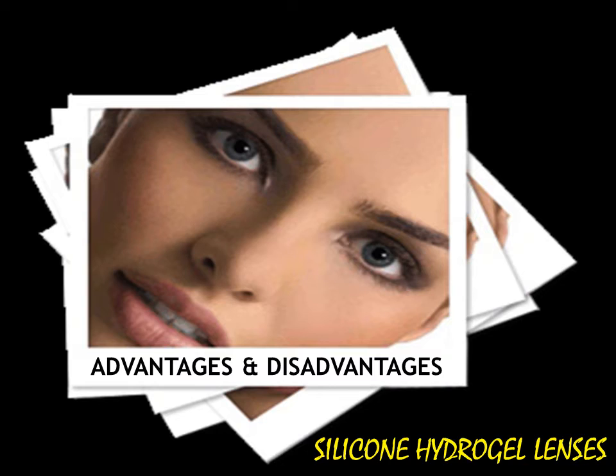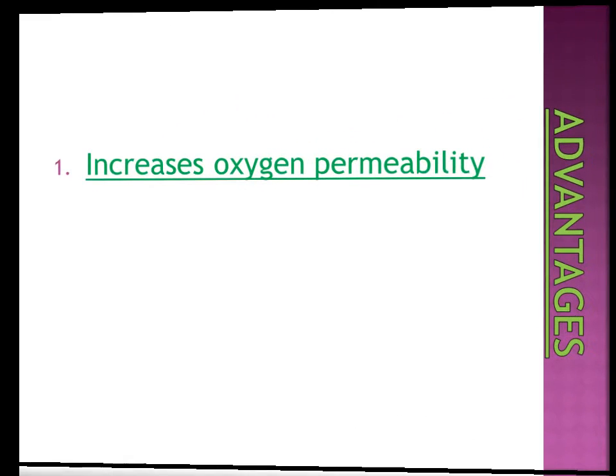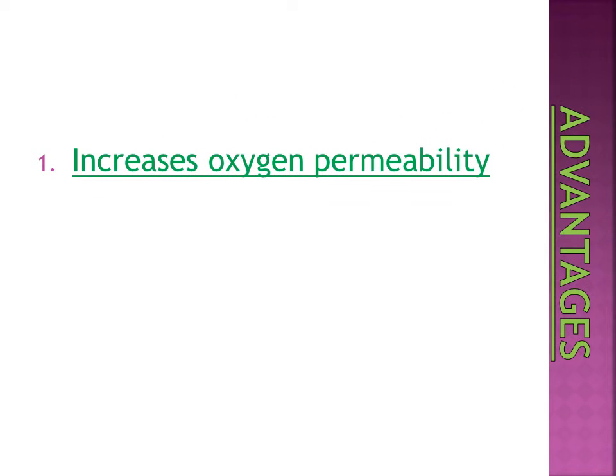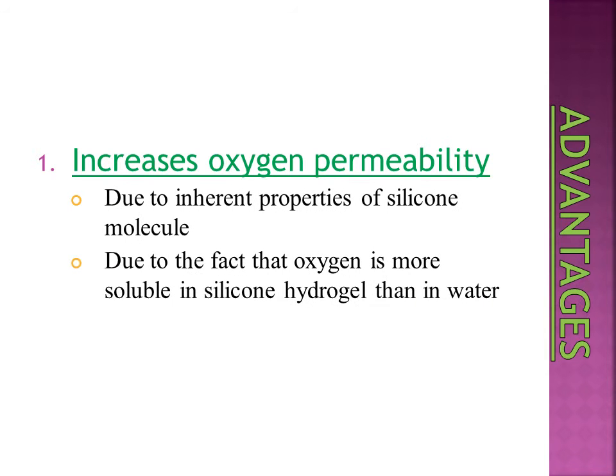Now, let's proceed on to the advantages and disadvantages of silicone hydrogel lenses. Firstly, silicone hydrogel lenses increase oxygen permeability. This is due to the inherent properties of silicone molecule, and this is due to the fact that oxygen is more soluble in silicone hydrogel than.